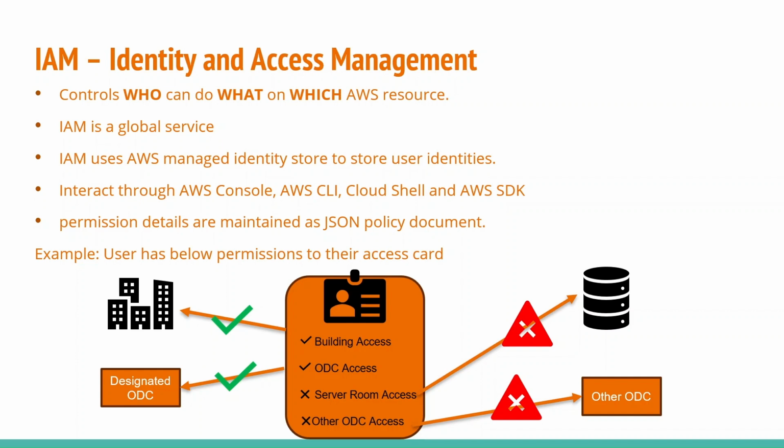So access is controlled by permissions, and those permissions are maintained as a JSON policy document. For example, let's take a user who has the following permissions on their employee access card. Let's say they have access to the building and to their ODC, but they do not have access to the server room and other ODCs. So when they enter the building, they can go to their designated ODC as well. But if they try to enter the server room, or any other ODC not designated to them, they will get an error. This is how IAM maintains access to the services for the users, and it defines what they can access and what they cannot access.